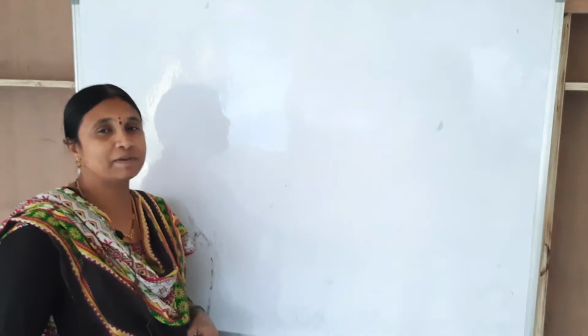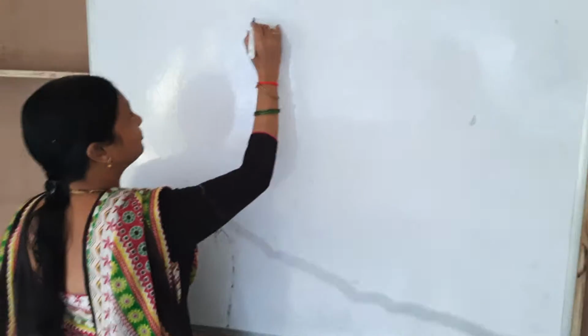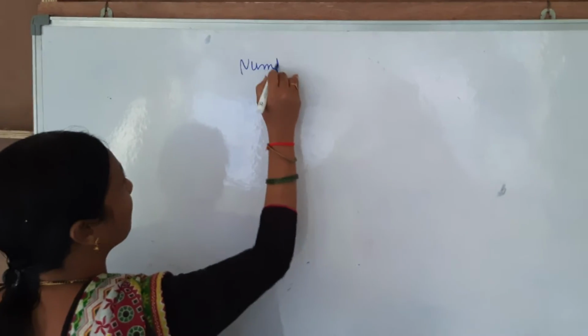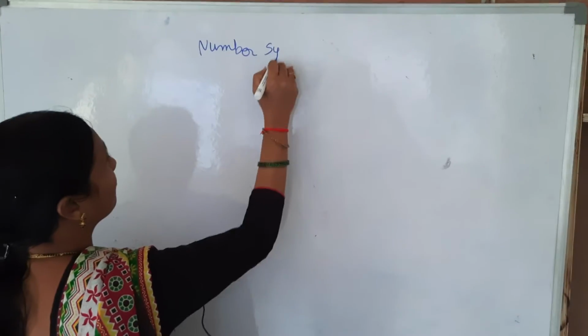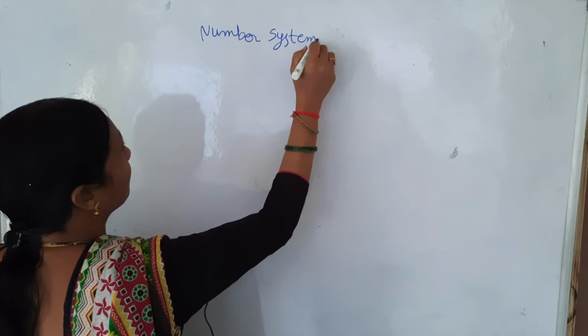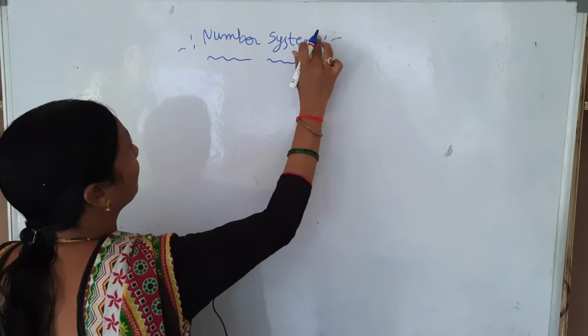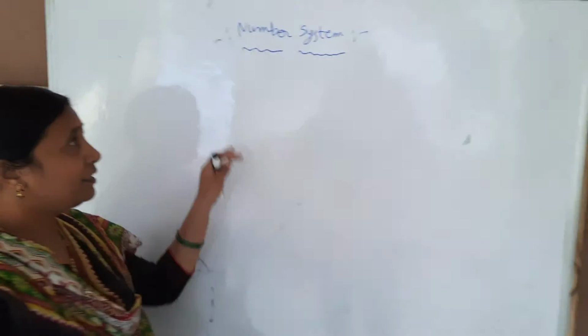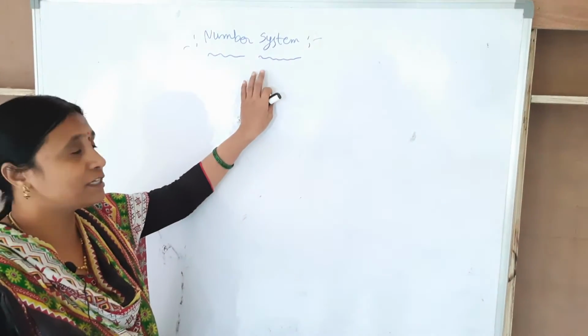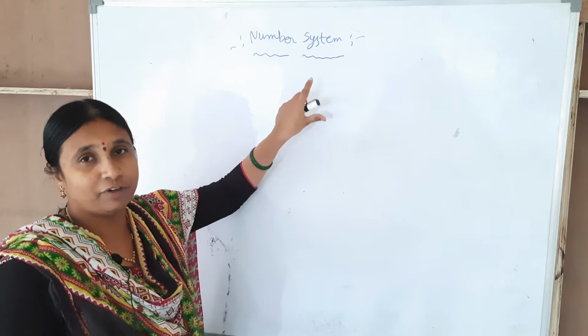Now I am going to explain about the topic number system. In this number system, that tells us about the types of numbers.